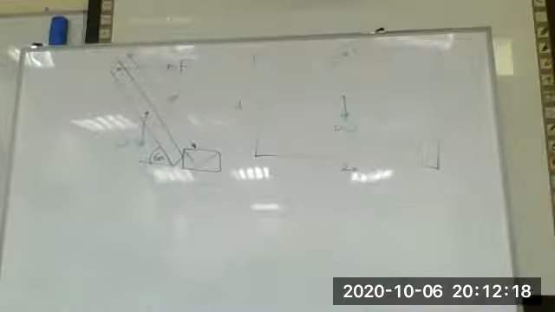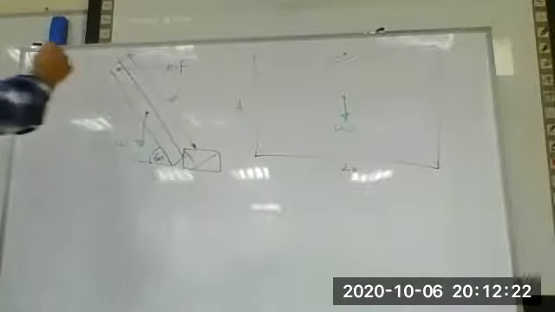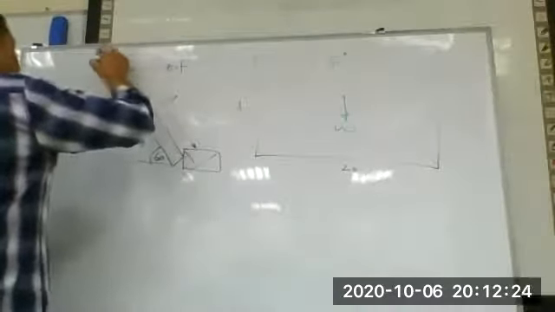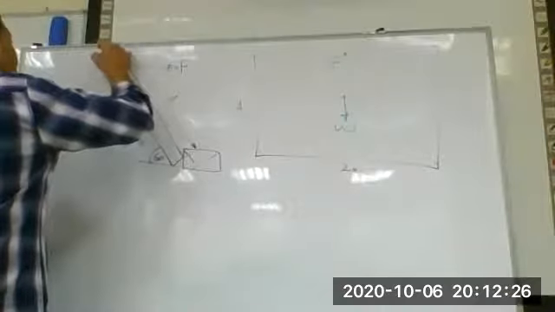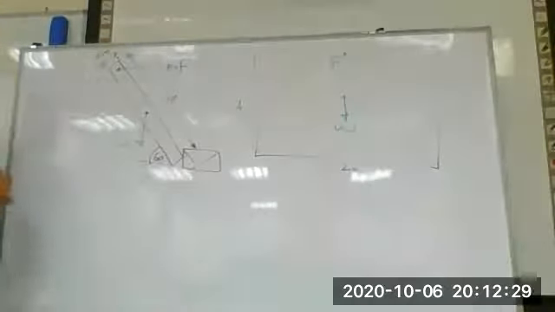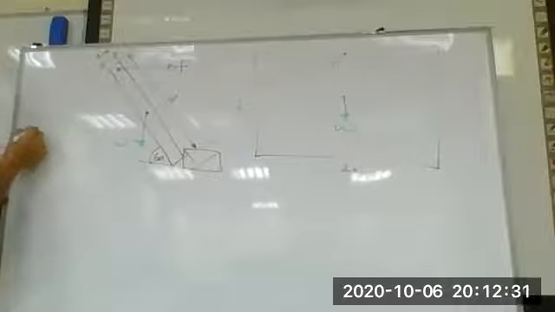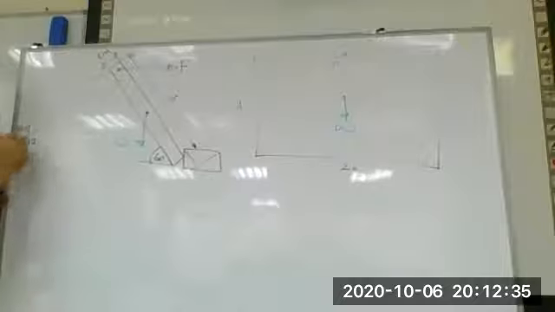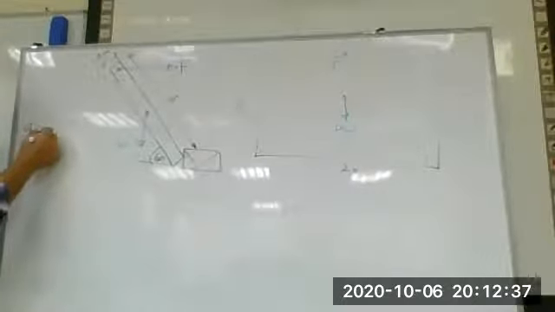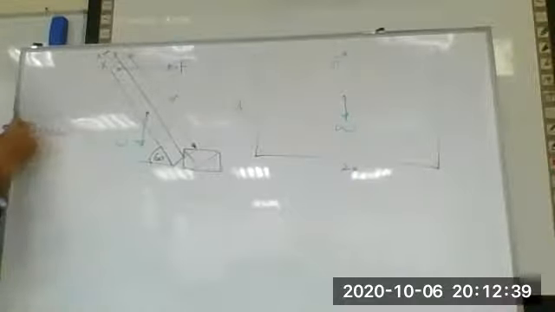How will I calculate the W? W is equal to what? This is 4 inch, right? 4 inch divided by 12 to convert inch to feet. Multiply 14, multiply 20, multiply the unit weight.